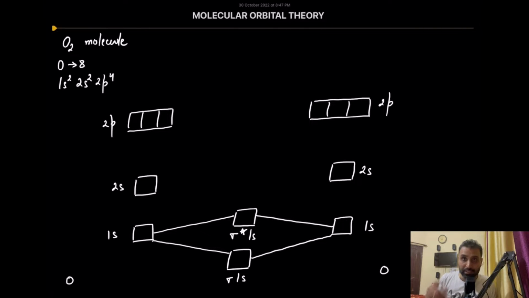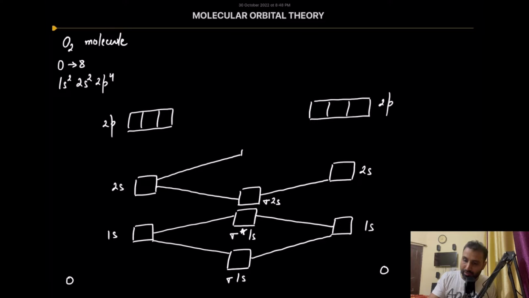Now let's move to the 2s now. The 2s of first oxygen will intermix with the 2s of second oxygen, and we got bonding molecular orbital, that's sigma 2s. Now again 2s of first oxygen will intermix with the 2s of second oxygen, thereby we get the anti-bonding sigma star 2s.